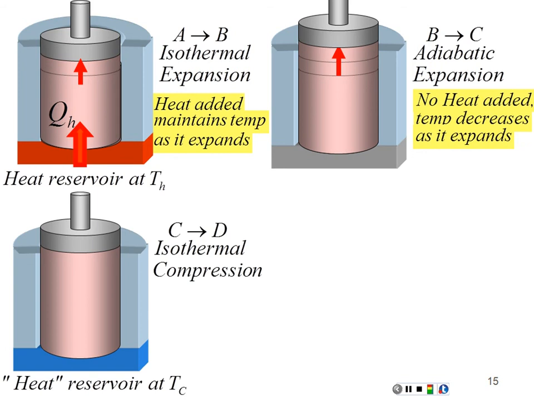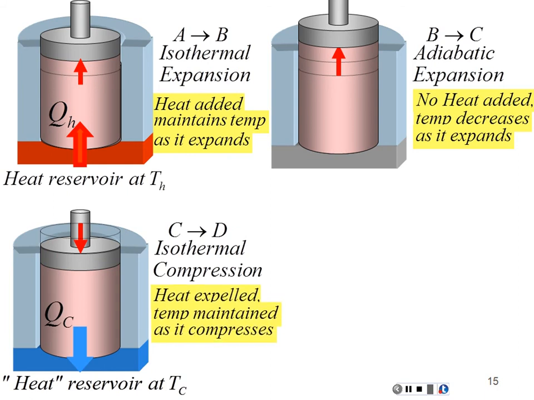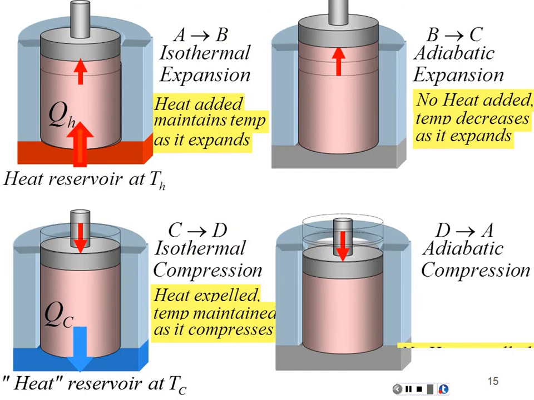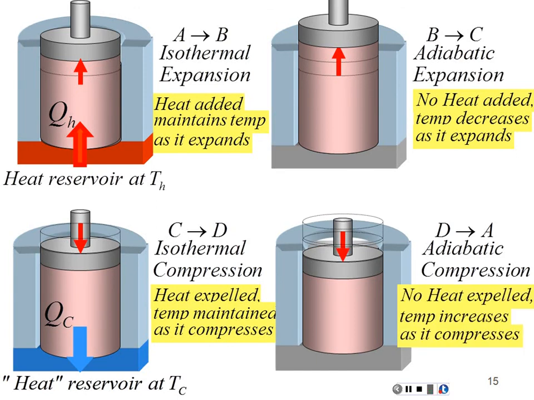We have an isothermal compression, so we're going to maintain our internal energy at a constant temperature. That means we're going to have to expel heat in order to do that as we're doing work on our system. And then we have an adiabatic compression. No heat exchange with the outside world, but we are compressing, doing work on our system. Hence our internal energy should go up, and our temperature will go up as a process of that as well. In fact, we'll go back to our original high temperature.